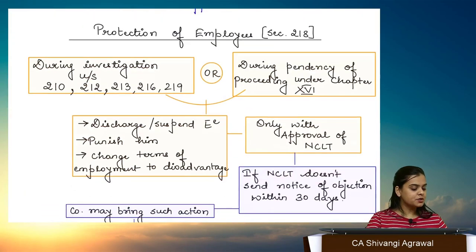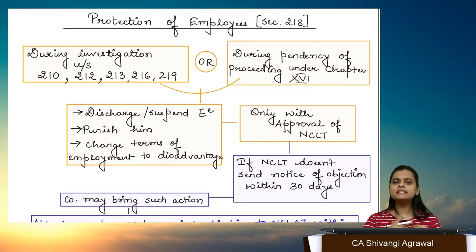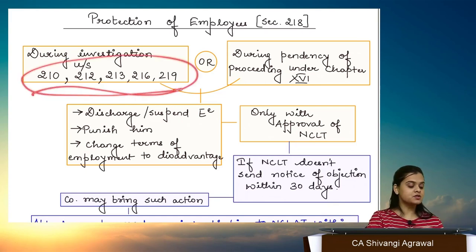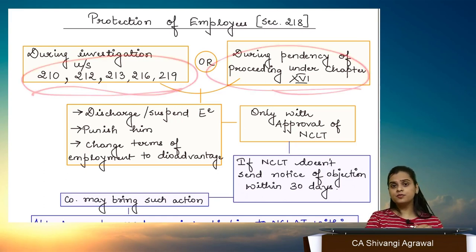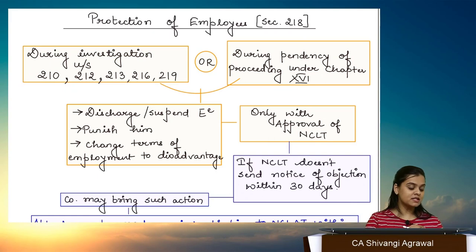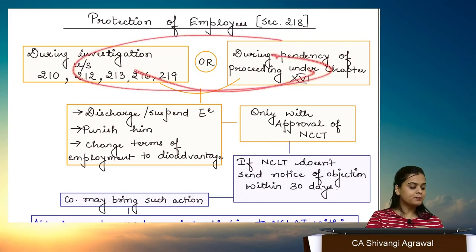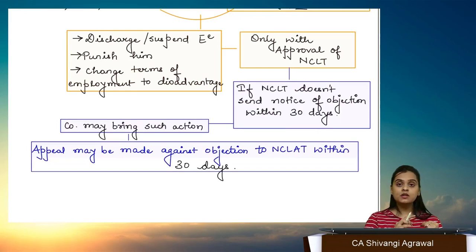Now, another section, protection of employees. The employees get sometimes scared to disclose the insider information of a company during investigation just because they may be fired later. To protect them, if an investigation is being carried out under these sections, all the five sections are mentioned over here, or some pendency of proceedings of prevention of oppression and mismanagement, in both these cases, if the company proposes to suspend an employee, dismiss him, demote him, or change his terms of employment to his disadvantage, then in all these cases it will not be allowed unless you take approval from tribunal.